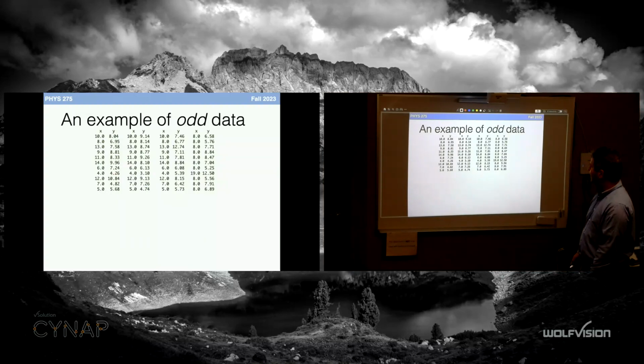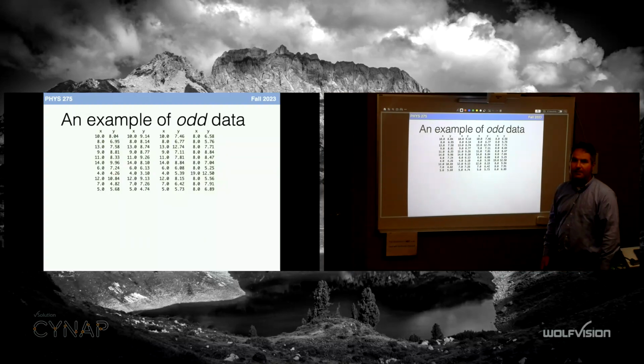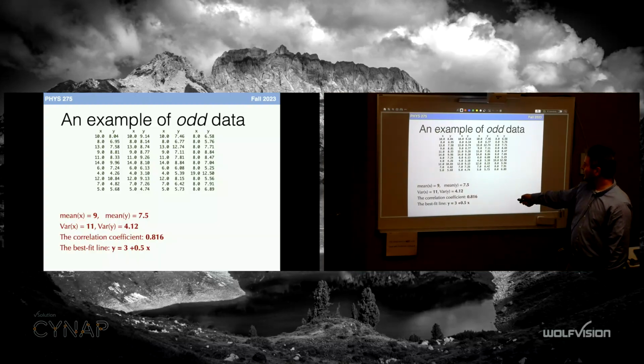Okay. Here's an example of odd data. I'm showing you a table. So I've shown you the data. Look how odd this data is. I've got an X and Y, an X and Y, so 4 sets of data. The mean of X is 9. The mean for Y is 7.5 for all 4 of them. The variance of X is 11. The variance for Y is 4.12. The correlation coefficient is 0.816.